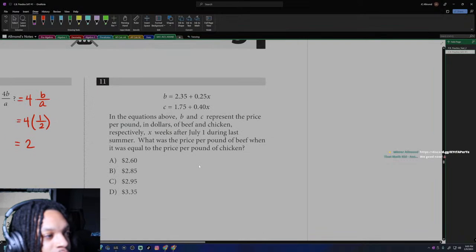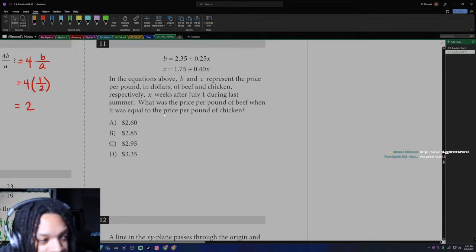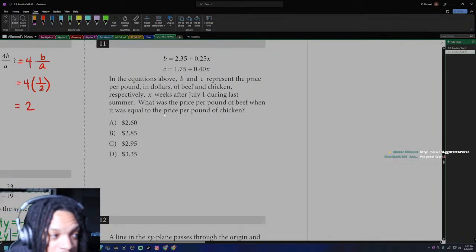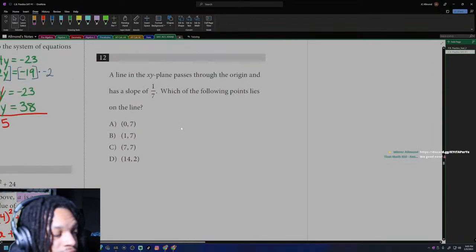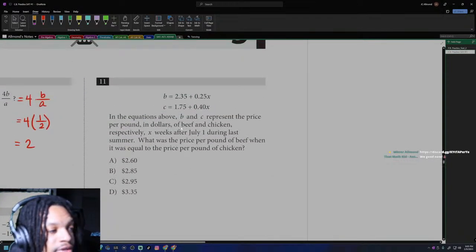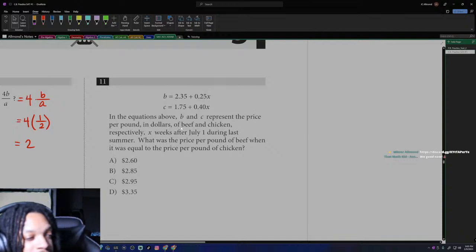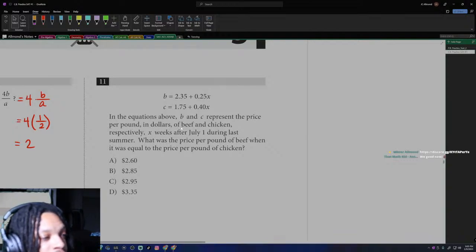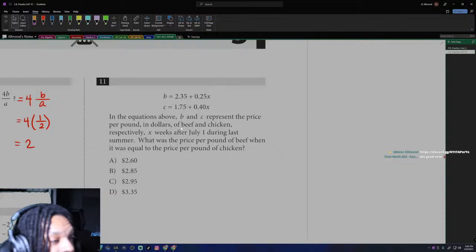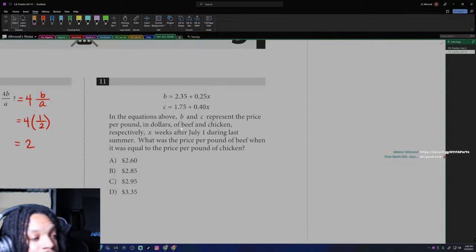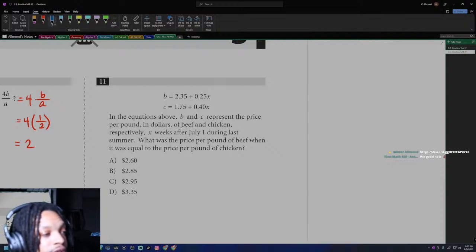I said I was going to go to number 15, but I'm really itching to do some calc. So I might just finish this page. I'm not going to lie. Yeah, we're doing 11 and 12. All right. In the equations above, B and C represent the price per pound in dollars of beef and chicken x weeks after July 1st. What was the price per pound of beef?